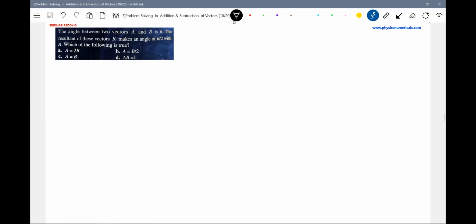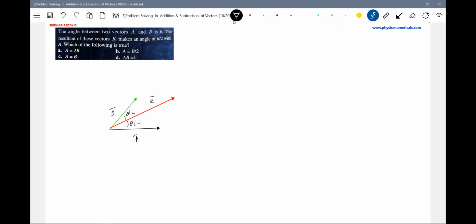The angle between two vectors A and B is theta. There's a vector A bar, there's a vector B bar. The resultant R of these vectors makes an angle theta by 2 with A. There's a resultant making equal angles, theta by 2 and theta by 2. Then what about A and B? They should be equal, no? There's no need to argue further. You can directly say they're equal, or else you can do one thing.